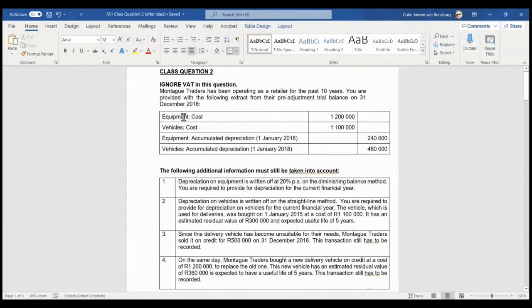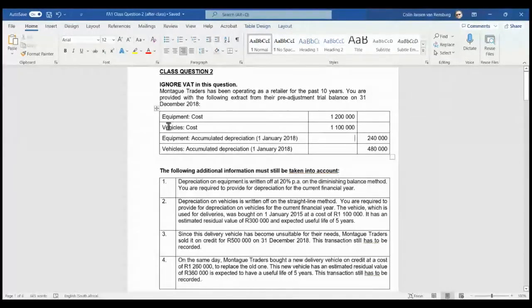We've got equipment at cost, 1.2 million rand. Vehicles at cost, 1.1 million rand. For the equipment, we've got its accumulated depreciation account, and we can see there that that is the opening balance at the beginning of the year, the 1st of January 2018. So the depreciation for this year has not been calculated or recorded yet. That is still the opening balance at the beginning of the year for 240,000.